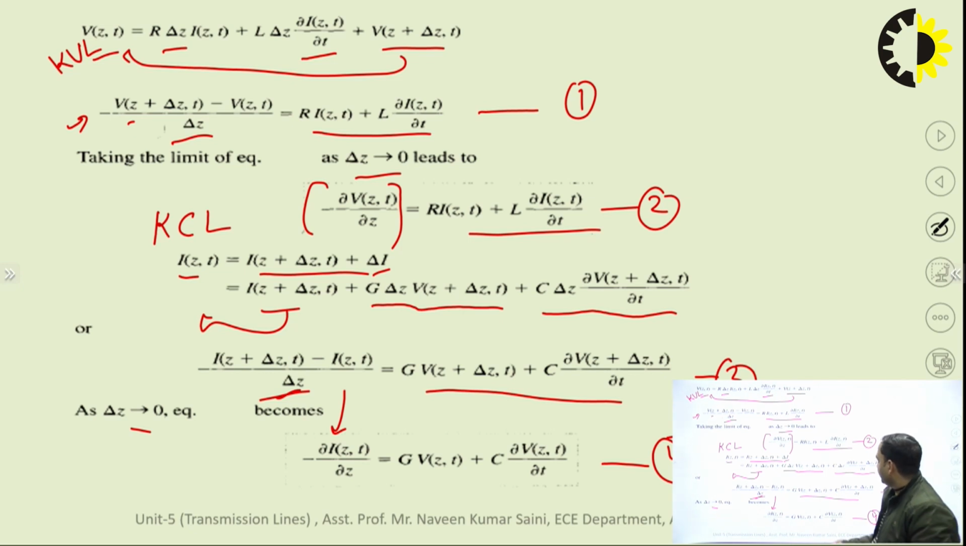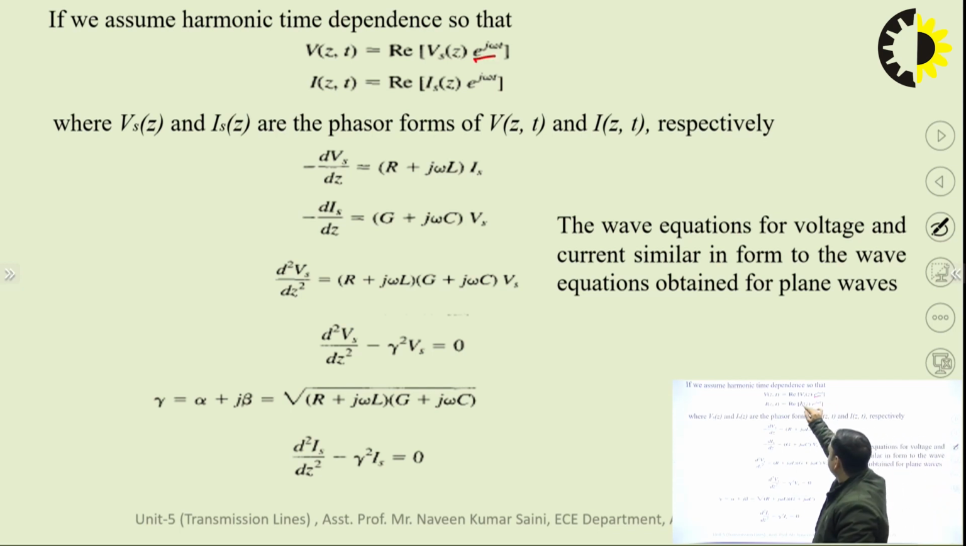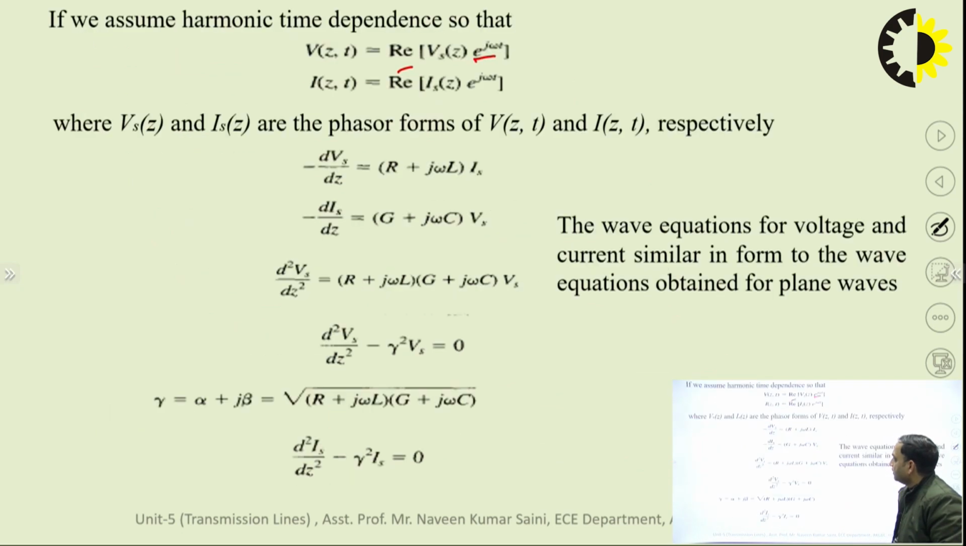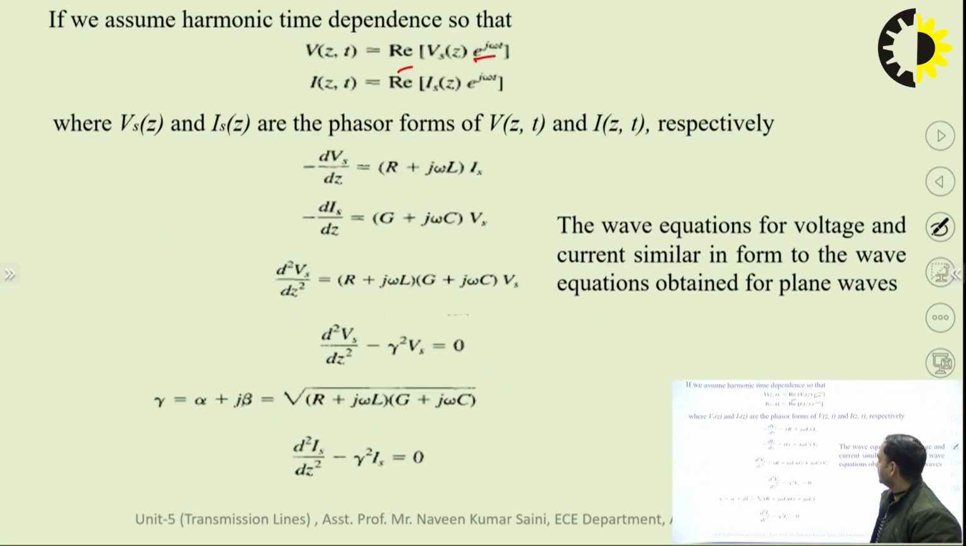Okay. So what we have is del V(z,t) upon del Z, and here we have the del I upon del T. So in this we are assuming the time harmonics. So as I said, for the time harmonics we multiply with e to the power j omega t. Okay, and we take the real part of this equation. So in that what we are doing here, we are taking the real part of this equation by multiplying the e to the power j omega t.